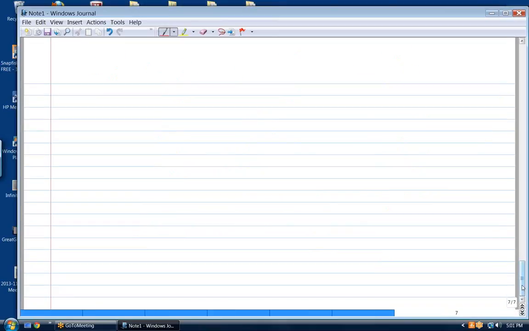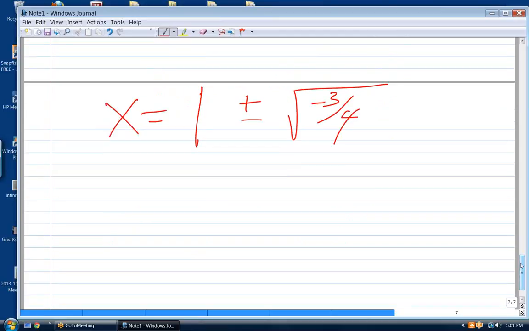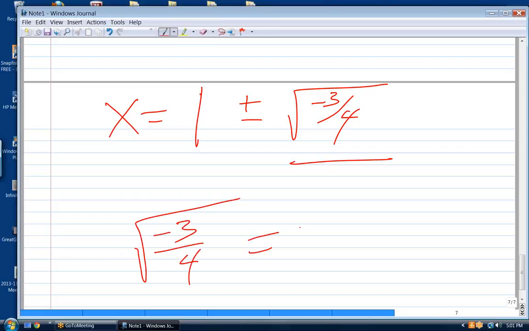Now my answer is x equals 1, this 1 moved over, plus or minus the square root of minus 3/4. That can be simplified a little bit. First of all, that's an imaginary number. So what is that in terms of i? What is this if I want to convert it to i? Isn't it just 3/4 i?